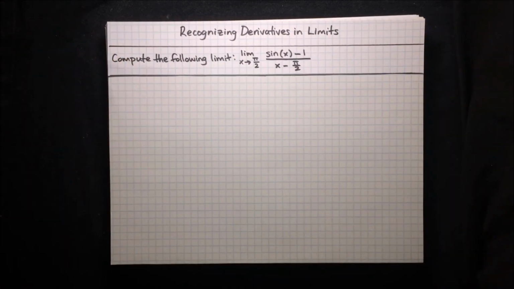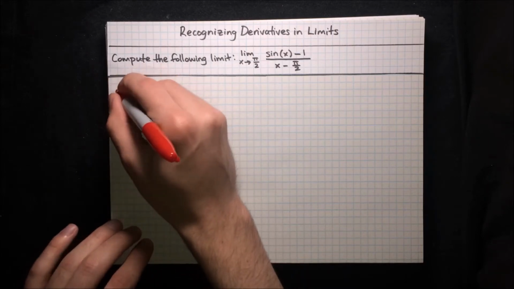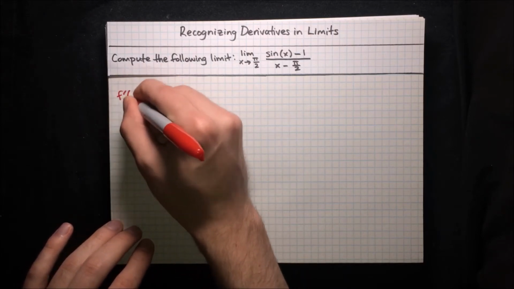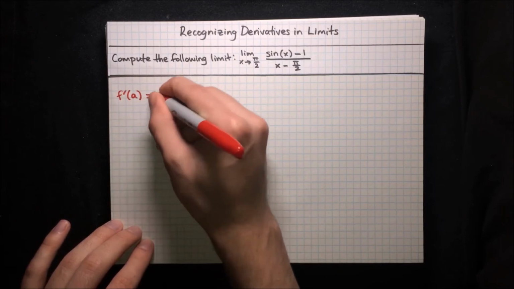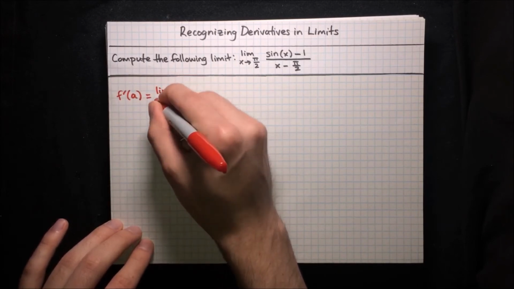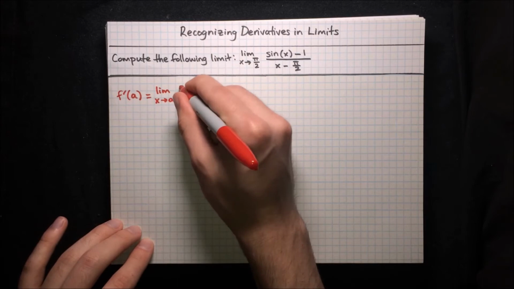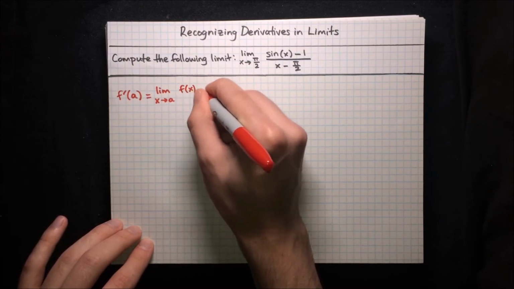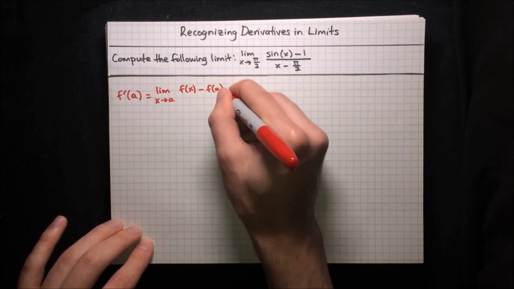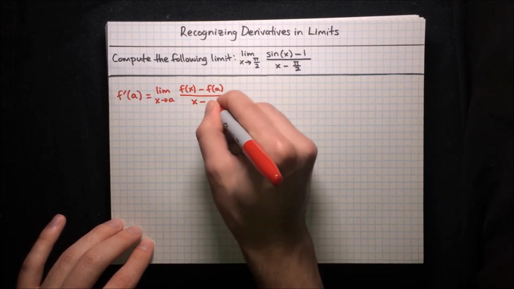Alright, so here's the next problem. We want to compute the following limit, the limit as x approaches pi over 2 of sine of x minus 1 all over x minus pi over 2. This limit should also look pretty familiar. It's very reminiscent of the other definition of the derivative, which goes like this. f prime at a point a is equal to the limit as x approaches a of f of x minus f of a all over x minus a.